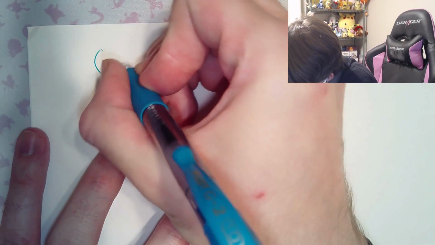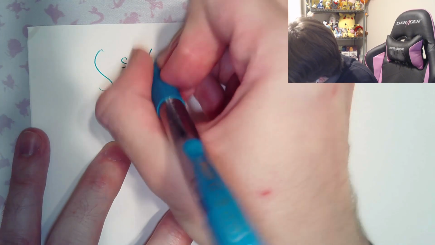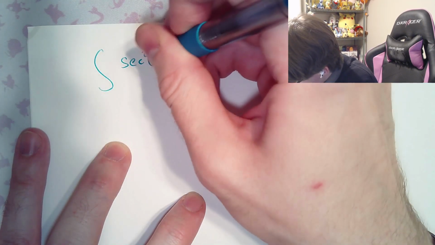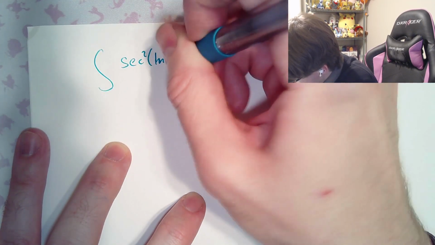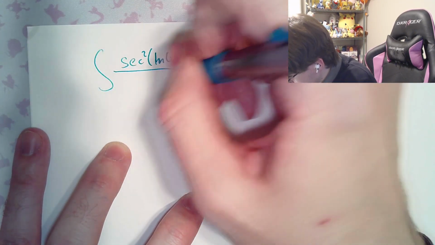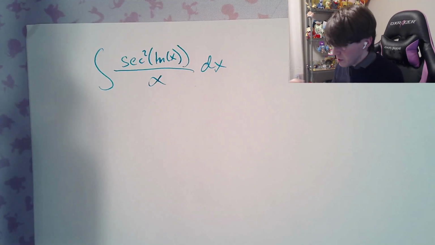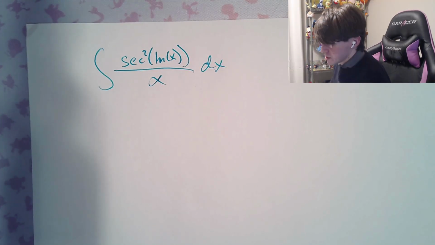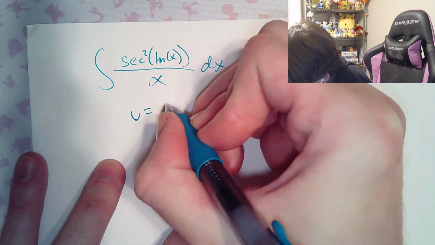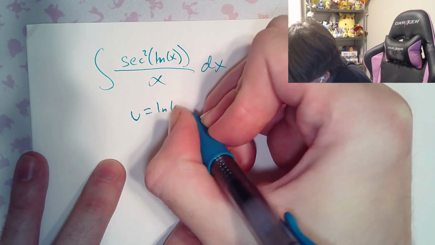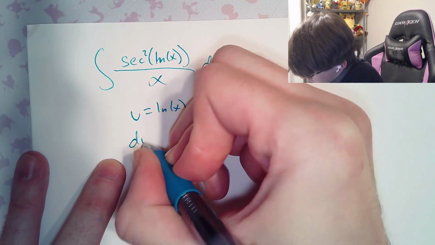We got secant squared of the natural log of x all over x. This one might be a little bit tough to see, but in general, you want u to be the inside function, and u is the inside function here. U is going to be equal to the natural log of x, and therefore our du is going to be 1 over x dx.